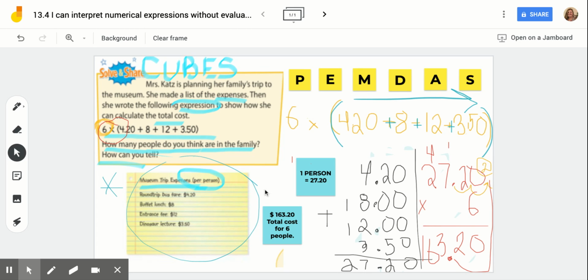It's all in there. All right, so let's go back and read my question because we always reread our question to see if it's reasonable and if it makes sense. Miss Katz is planning her family's trip to the museum. She made a list of the expenses. Then she wrote the following expression to show how she can calculate the total cost. 6 times $4.20 plus $8 plus $12 plus $3.50. How many people do you think are in the family and how can you tell?